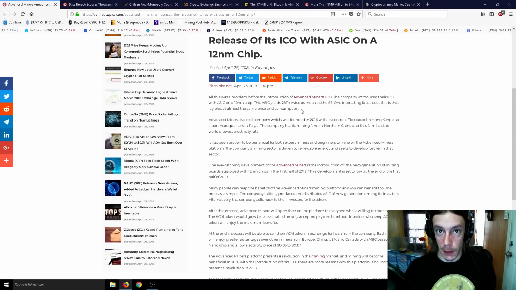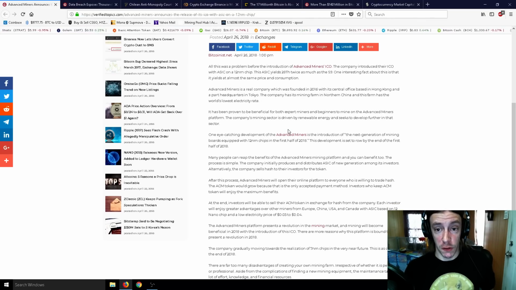And this is definitely what Bitcoin needs at the moment, as currently you have to stack quite a bit of S9s to really start making decent profit from Bitcoin mining. So 28 terahash a piece, and if they cost the same as S9, there's really no competition at that point. Advanced Miners is a real company which was founded in 2016 with its central office based in Hong Kong, makes sense, and part headquarters in Tokyo. The company has its mining farm in northern China, and this farm has the world's lowest electricity rate. Very interesting. So when I said no competition, I guess that was a little bit of an overstatement.